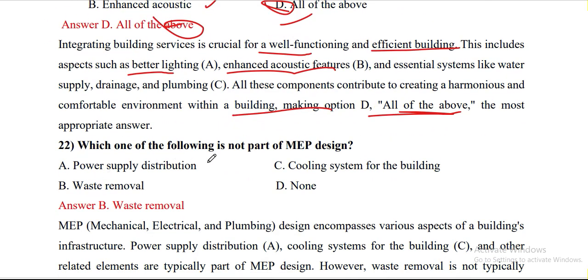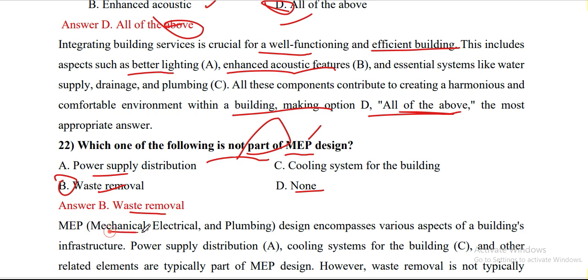Question number 22. Which of the following is not part of MEP designing, or mechanical, electrical, and plumbing designing? A, power supply distribution. B, waste removal. C, cooling system for the building. D, none. The best answer for this one is waste removal.